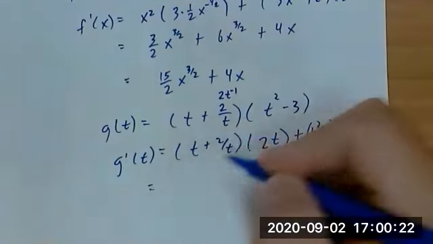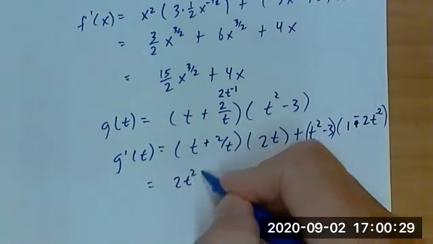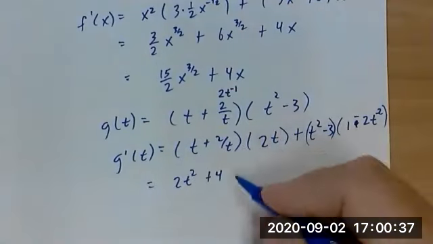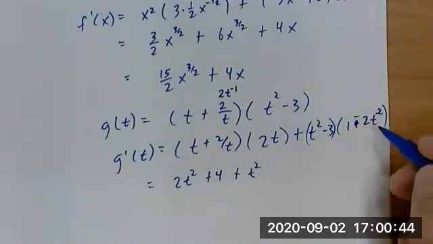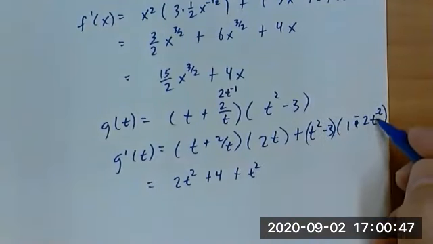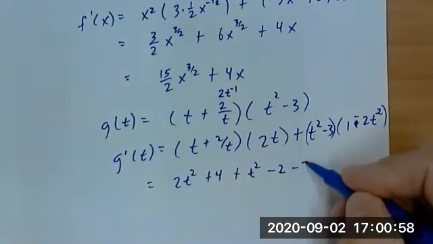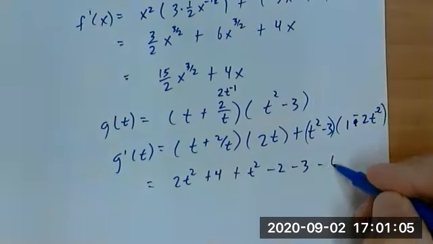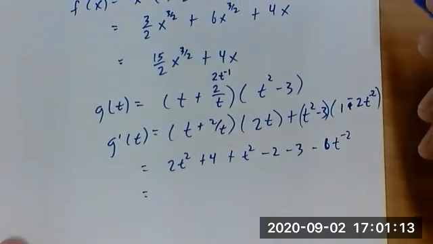You can see this is already getting messy, but in order to simplify it, let's try and multiply out. So 2t times t is 2t squared. 2t times 2 over t is 4, and the t's cancel. Now this I have to FOIL. I've got two terms in each. T squared times 1 is just t squared. T squared times minus 2t to the negative 2. The t's actually cancel out. Just left with minus 2. Minus 3 times 1 is minus 3. And minus 3 times minus 2t to the minus 2 is minus 6t to the minus 2. Like I said, messy algebra.